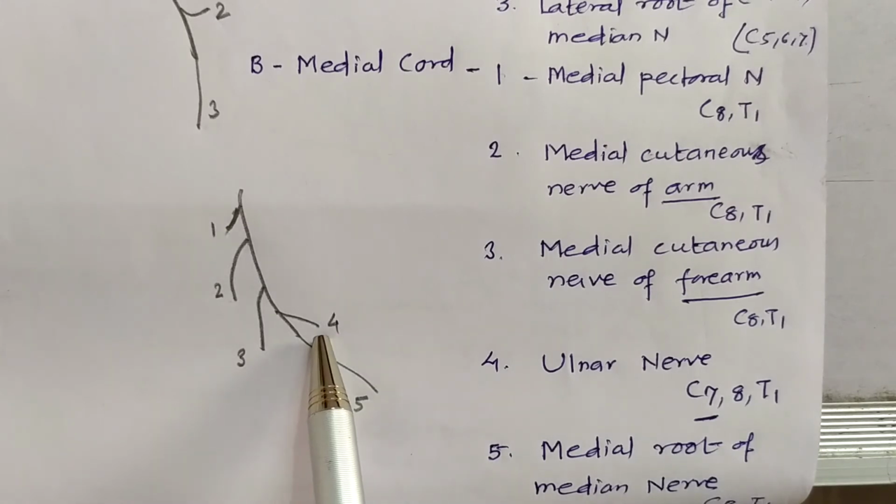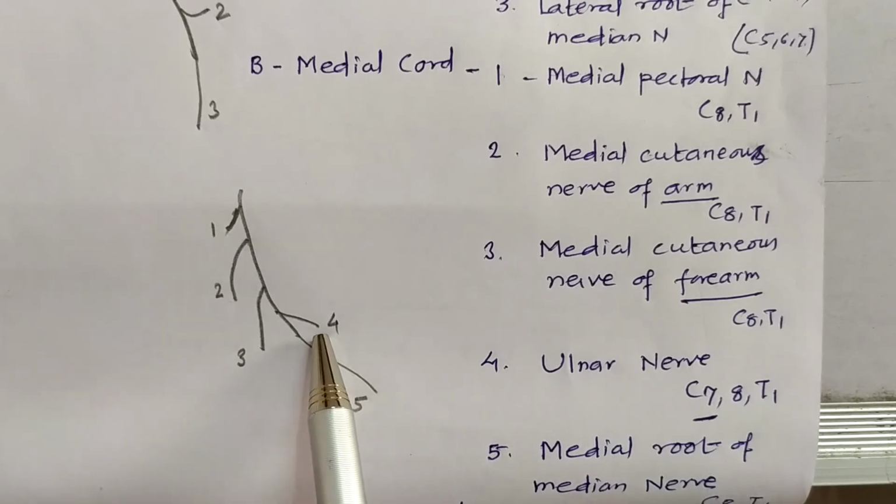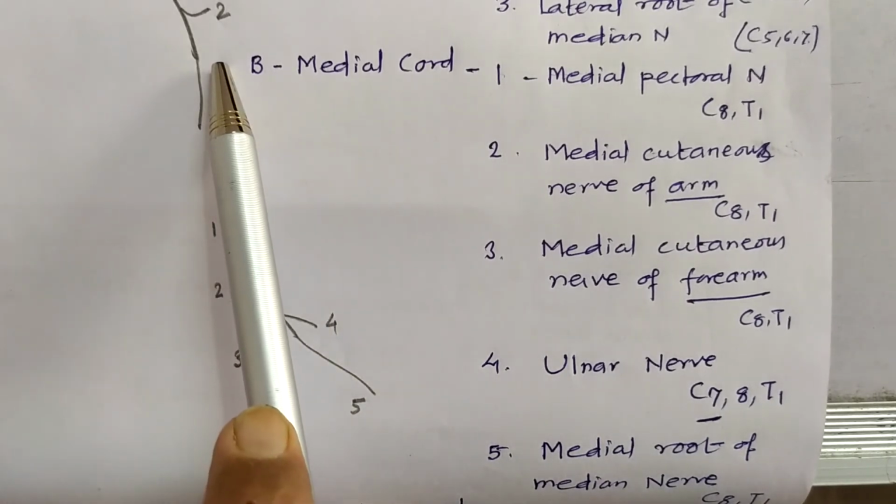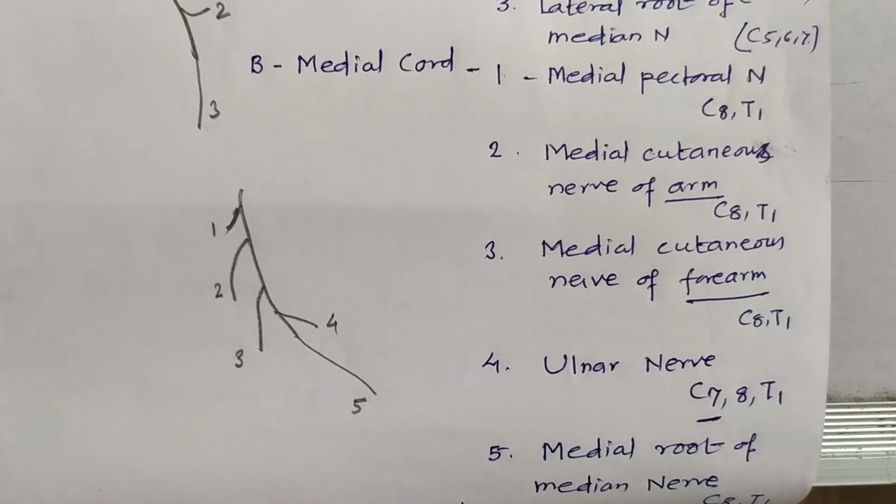Only the ulnar nerve consists of C7. So root value of ulnar nerve is C7, C8 and T1. And in the remaining branches, the root value is C8, T1. In case of lateral cord, all the three branches consist of C5, C6 and C7.